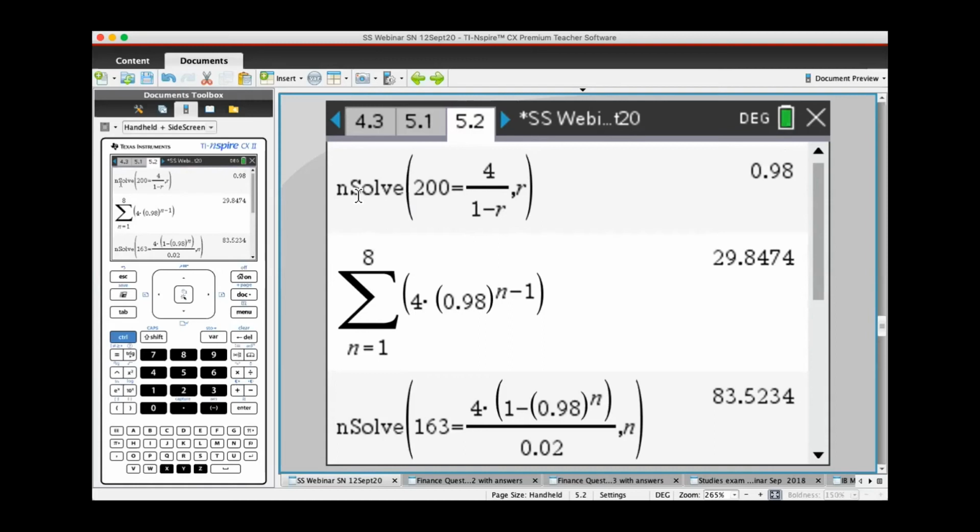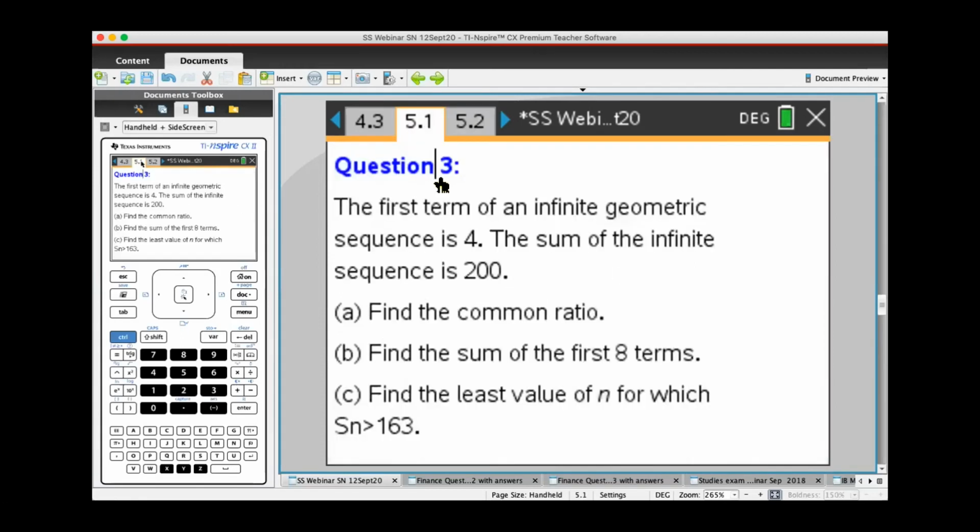I'm showing you the use of nsolve. I figured out that it is 0.98, and I used the 4, the first term, and the ratio that I found to find the sum of the first 8 terms, right? And now going to the next question. It said, find the least value of n for which the sum is greater than 163.